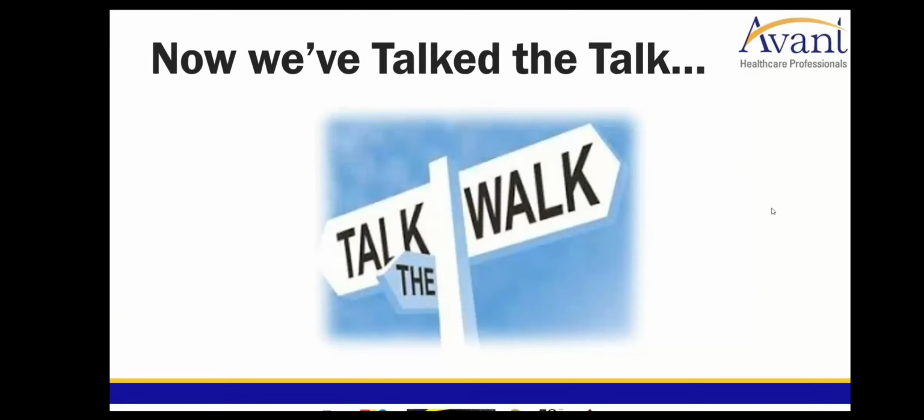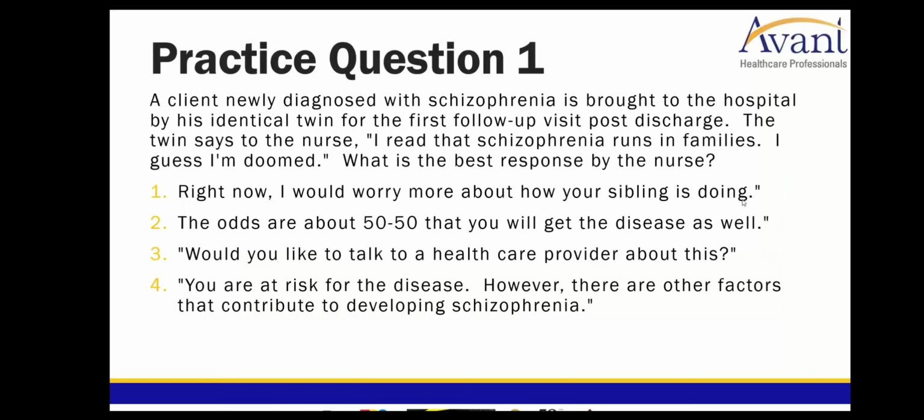All right, so now we've talked the talk, guys. We've gotten a little bit of practice with this. We are going to walk the walk, all right? We're going to do some practice questions here, all right? A client newly diagnosed with schizophrenia is brought to the hospital by his identical twin for the first follow-up visit post-discharge. The twin says to the nurse, "I read that schizophrenia runs in families. I guess I'm doomed." What is the best response by the nurse?